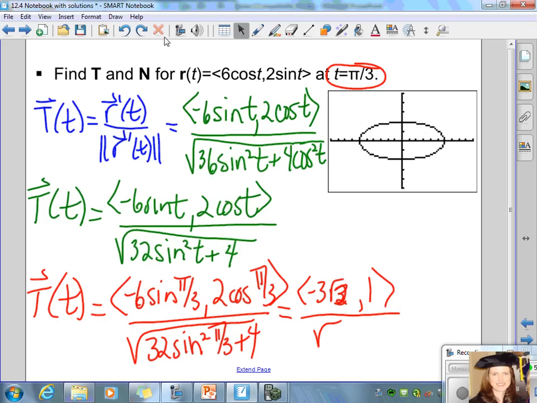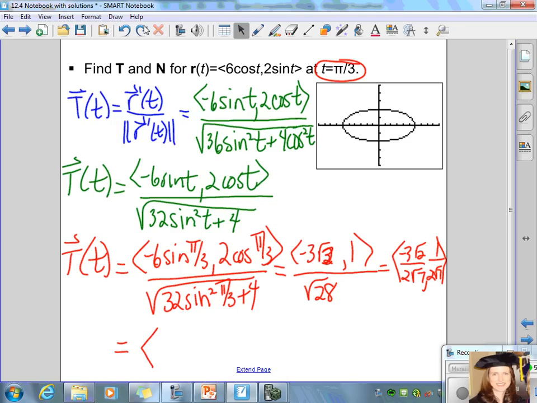The denominator would be the square root. Again, the sine of pi over 3 is the square root of 3 over 2. When you square that, you get 3 over 4 times 32, and then add 4 to that. You get the square root of 28. Now the square root of 28 can also be simplified, and the square root of 28 is 2 square root of 7. So we have negative 3 square root of 3, over 2 square root of 7, comma 1 over 2 square root of 7. That's the components of the unit tangent vector at the time pi over 3.